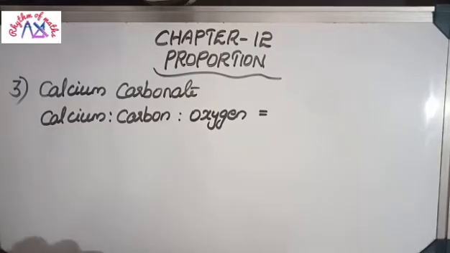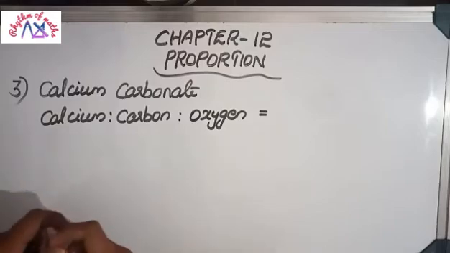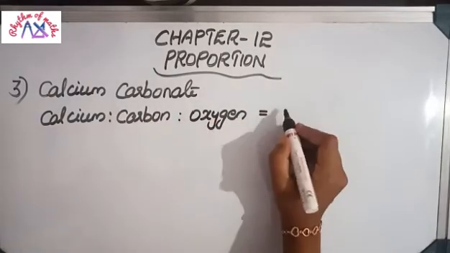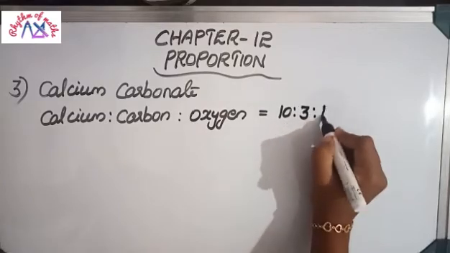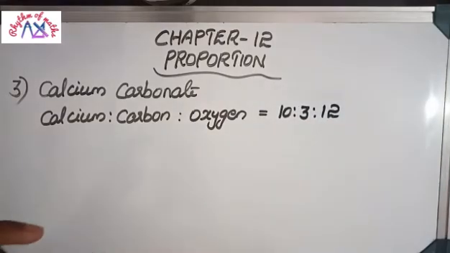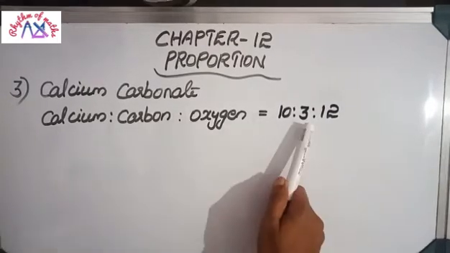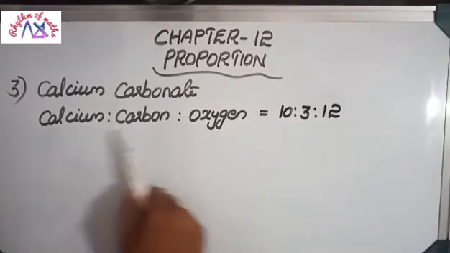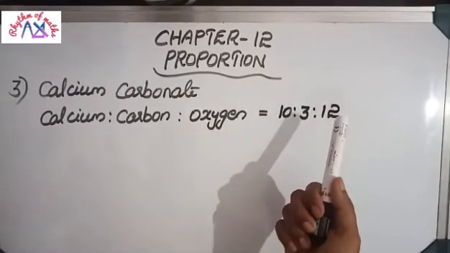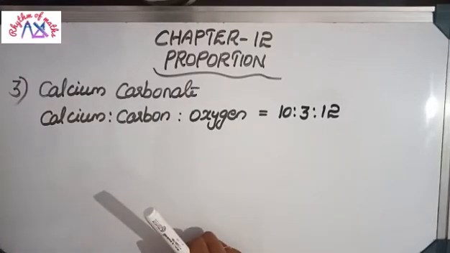The original quantity of these three, calcium, carbon and oxygen, in calcium carbonate is in the ratio 10:3:12. That means calcium must be 10, then carbon must be 3, then oxygen must be 12. If one of these quantities is more or less, that compound won't be calcium carbonate. That is the rule.